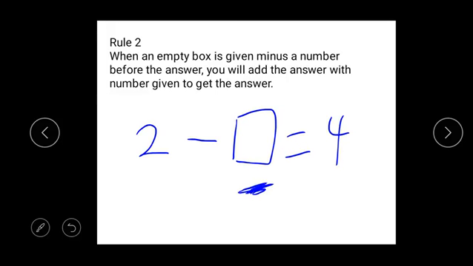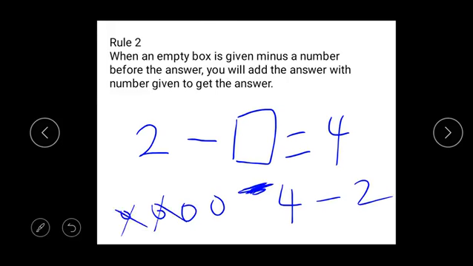So when you want to get the missing box, you have to do 4 - 2. You count 4: 1, 2, 3, 4. You remove 2: 1, 2. Then you count the remaining: 1, 2. So that means the missing box is 2. That is rule 1.